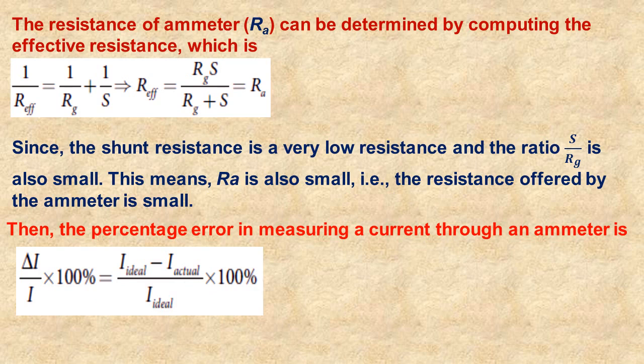Let me tell some key points in this conversion of galvanometer to an ammeter. An ammeter is a low resistance instrument and it is always connected in series to the circuit. An ideal ammeter has 0 resistance. In order to increase the range of an ammeter n times, the value of shunt resistance to be connected in parallel is S is equal to Rg divided by n minus 1. These are the key points for the galvanometer to ammeter conversion.